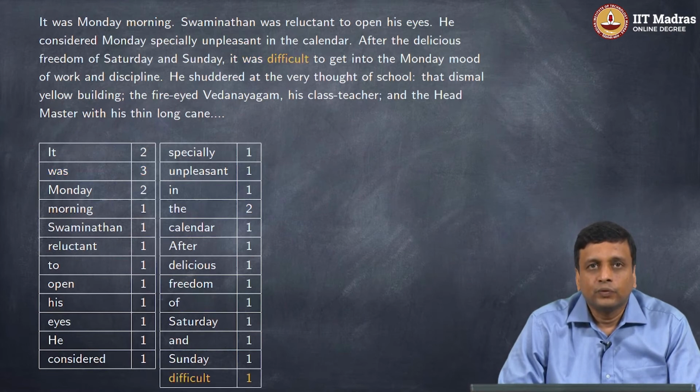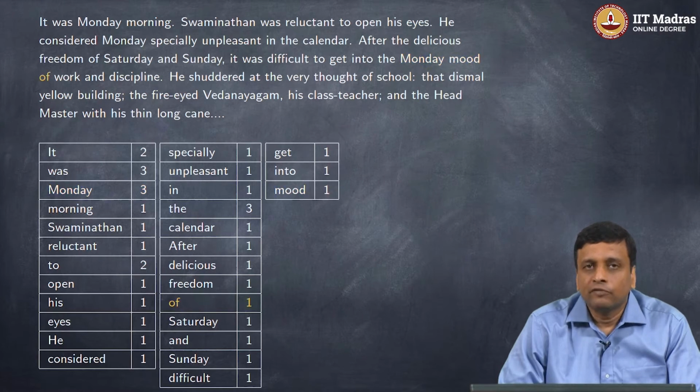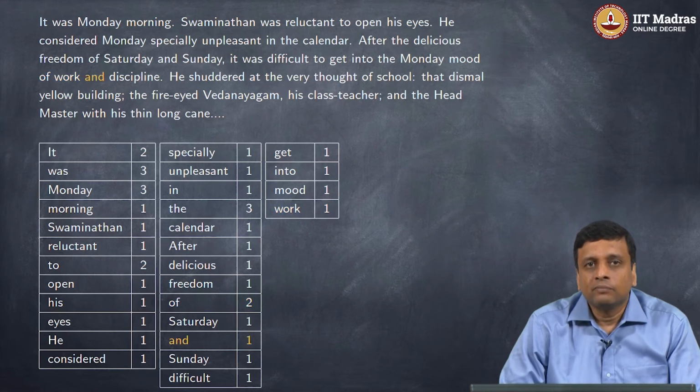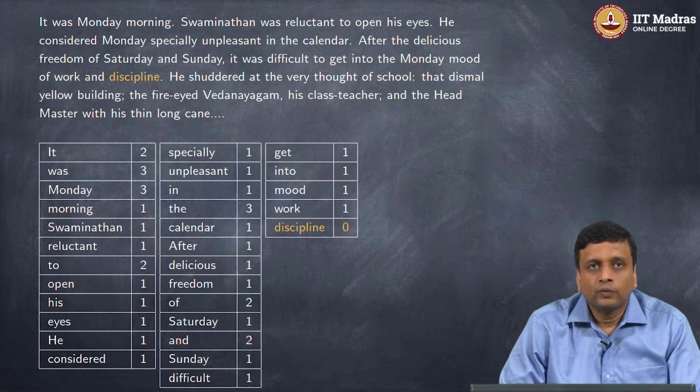Difficult is new. To we have seen before. So, it goes from 1 to 2. Get is new. Into is new. The we have seen before. So, it goes from 2 to 3. Monday comes now for the third time. So, Monday goes from 2 to 3. Mood is new. Off we have seen before. So, off goes from 1 to 2. Work is new. And has been seen before. So, it goes from 1 to 2.